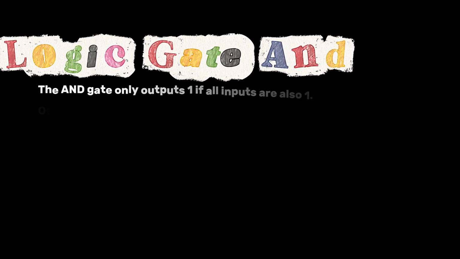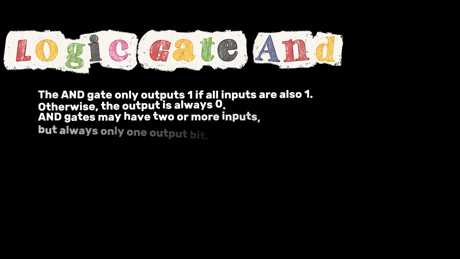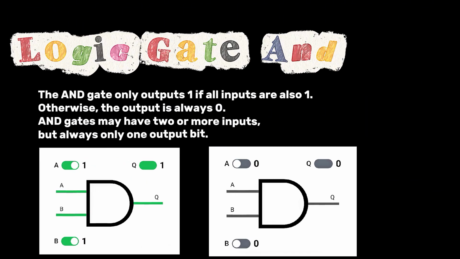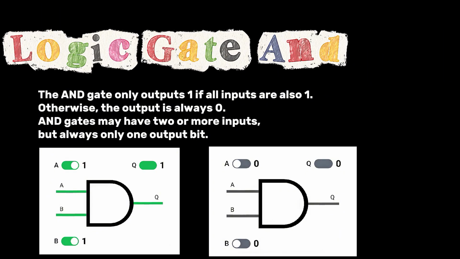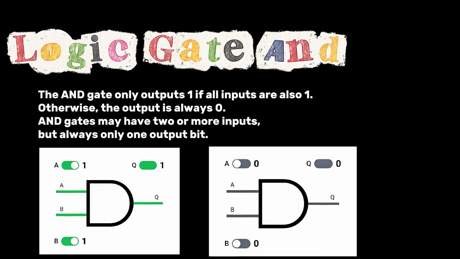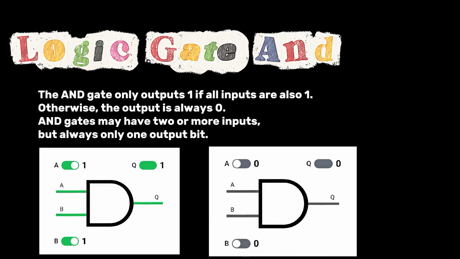The AND gate only outputs 1 if all inputs are also 1. Otherwise, the output is always 0. AND gates may have 2 or more inputs, but always only one output bit.